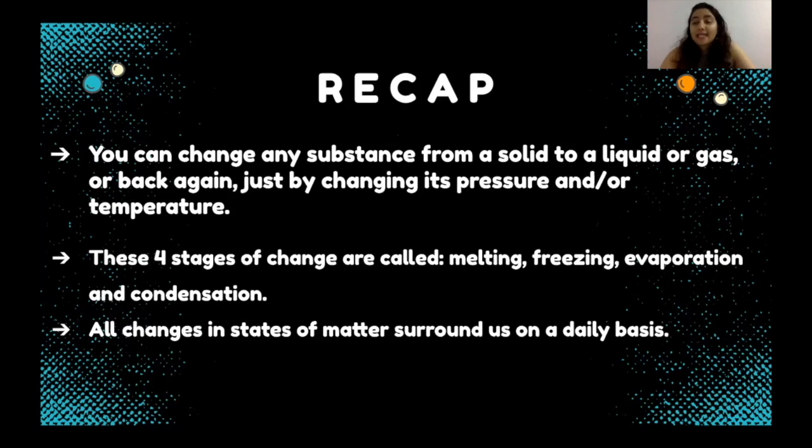You can change any substance from a solid to a liquid to a gas and back again just by changing its pressure and or temperature. There are four stages of the change called melting, freezing, evaporation, and condensation. All changes in states of matter surround us on a daily basis. So let's take the ice cube example again, where if we want to melt an ice cube, we would take it out from the freezer, and this is when solid particles are changed into liquid particles.